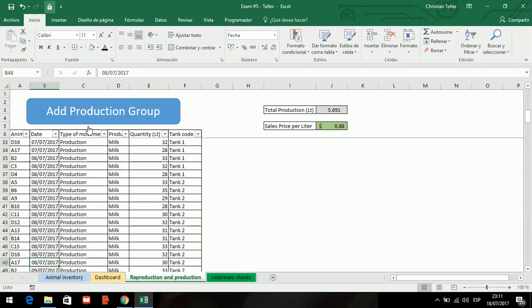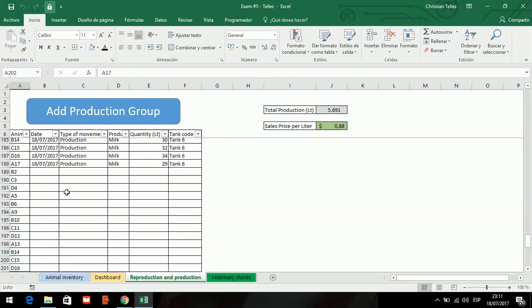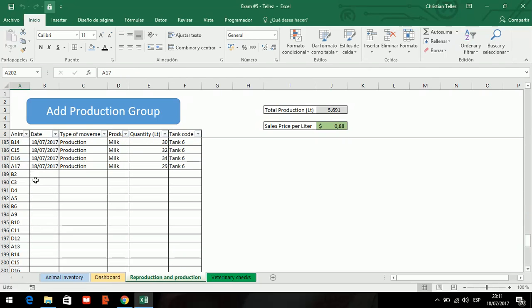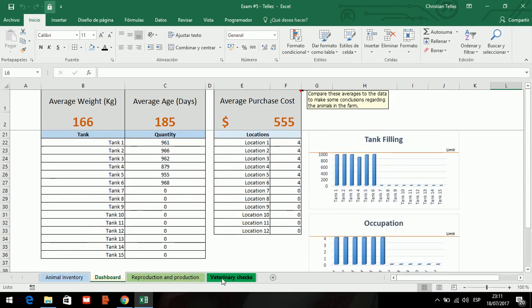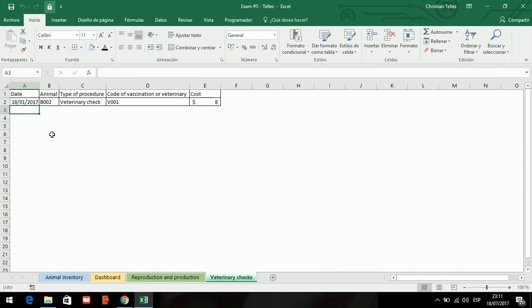Every day we have to work with them, so we can add a production group, and as you see, this adds at the end of the process the code of the animals that are producing. We can add the date of the production, and the information regarding the production per animal, and this will update the information here in the dashboard regarding the tank filling.